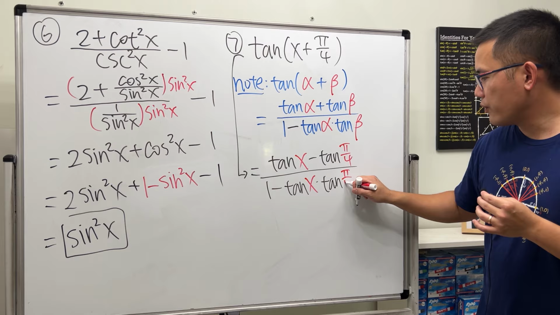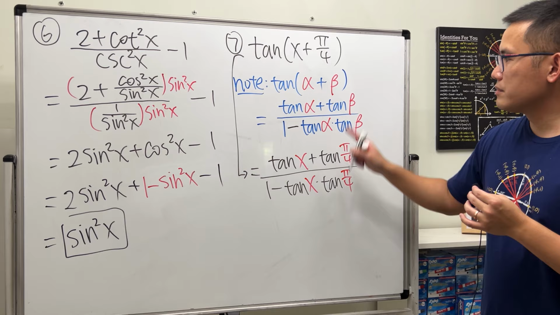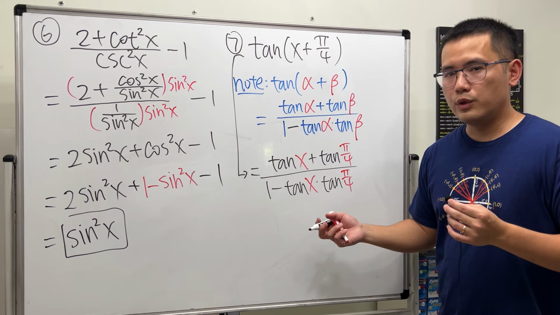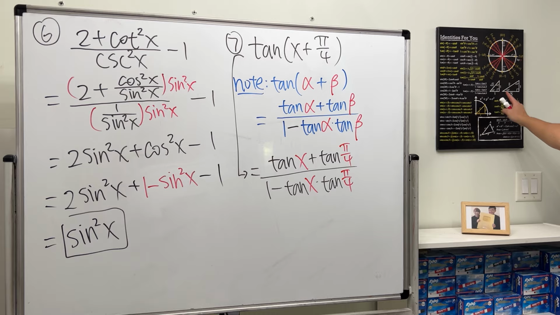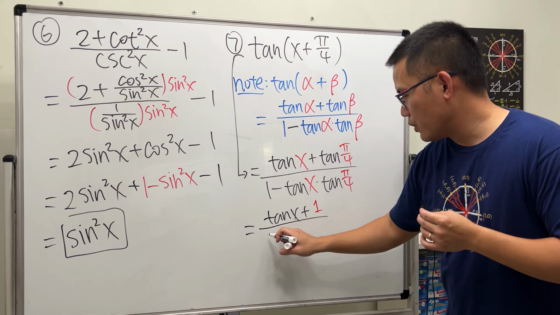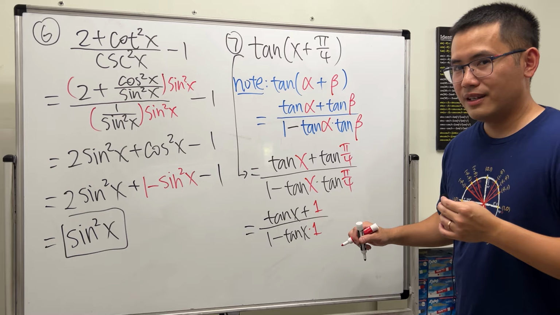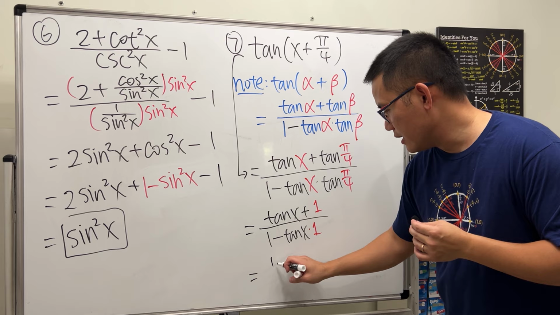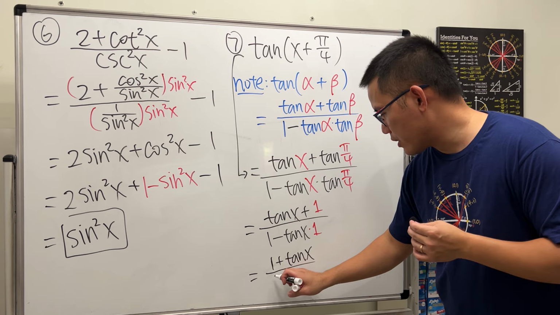Now if you take a look right here, oops, this should be a plus. Now what's tangent of pi over 4? That's 45 degrees. Tangent of 45 degrees is equal to 1. Why? Because of that special triangle right here. Well, I'll show you guys that real quick. But anyway, this is tangent x plus 1, over 1 minus tangent x times 1. So finally, we can just change the order for the top. The order of addition doesn't matter. So 1 plus tangent x over 1 minus tangent x.